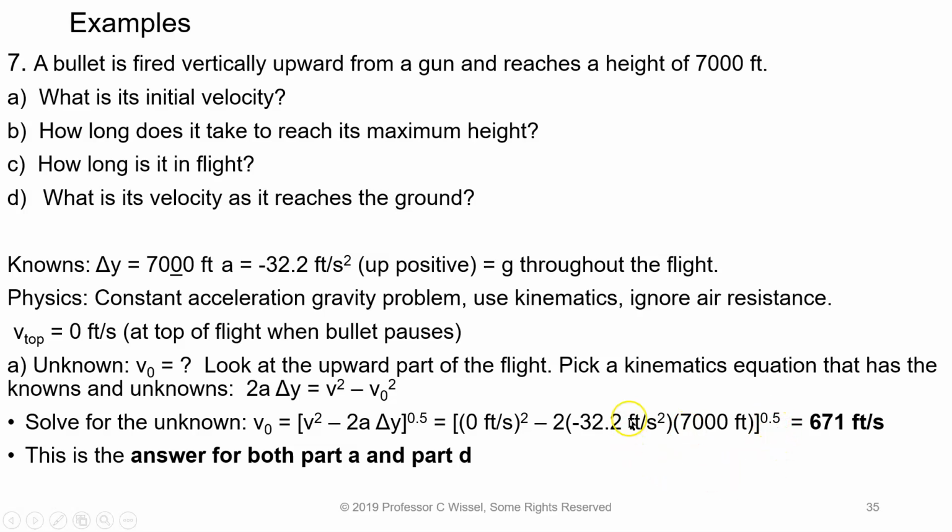Now, you notice that this will wind up as feet squared per second squared. You take the square root of feet squared per second squared, you end up with feet per second. So the units came out correctly. That's 671 feet per second.